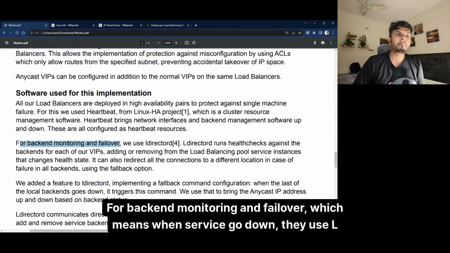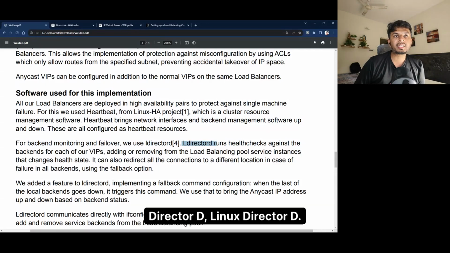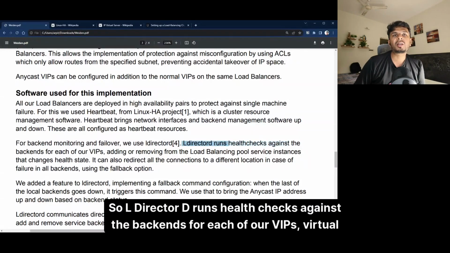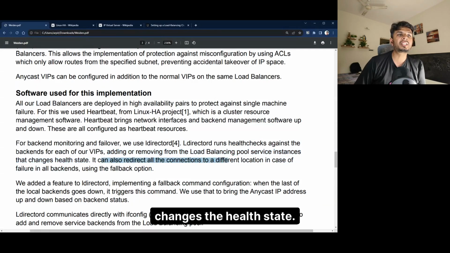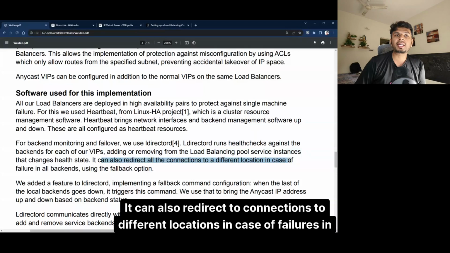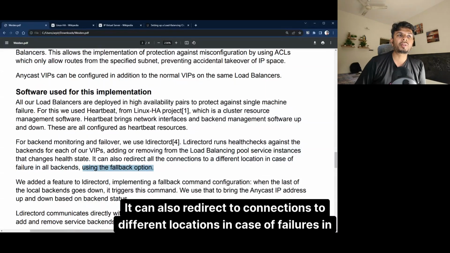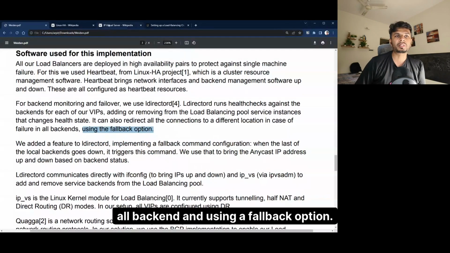For backend monitoring and failover, which means when a service goes down, they use ldirectord, the Linux Director daemon. ldirectord runs health checks against the backends for each of our VIPs, virtual IPs, adding or removing from the load balancing pool any service instance that changes health state. It can also redirect connections to a different location in case of failure of all backends, using a fallback option.